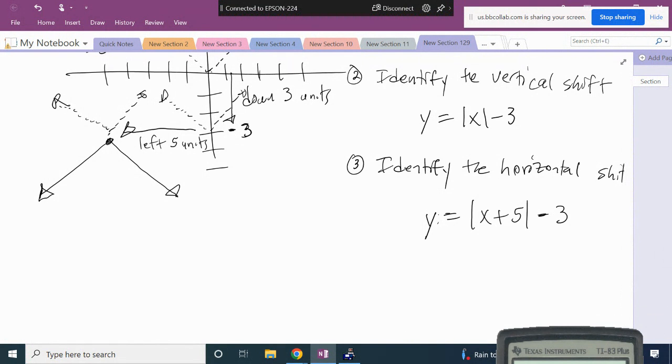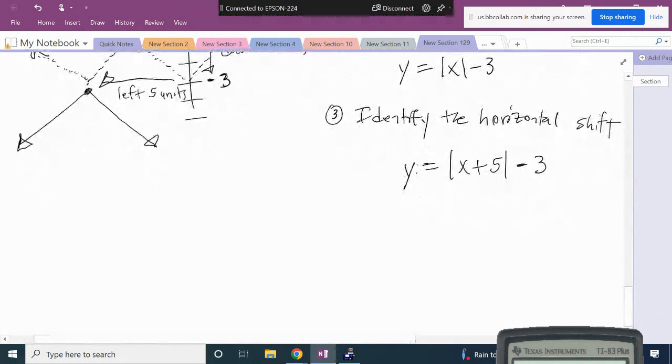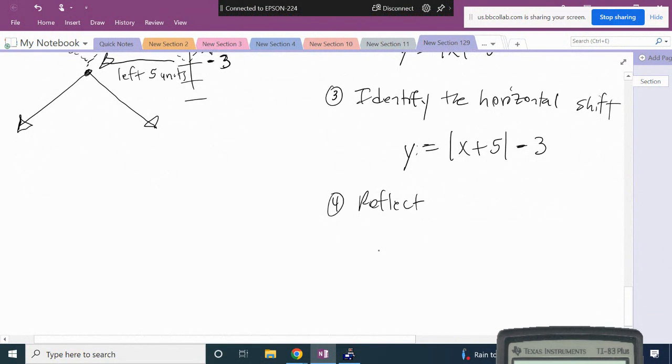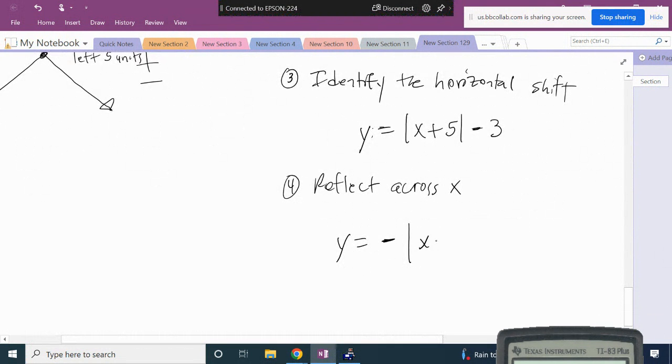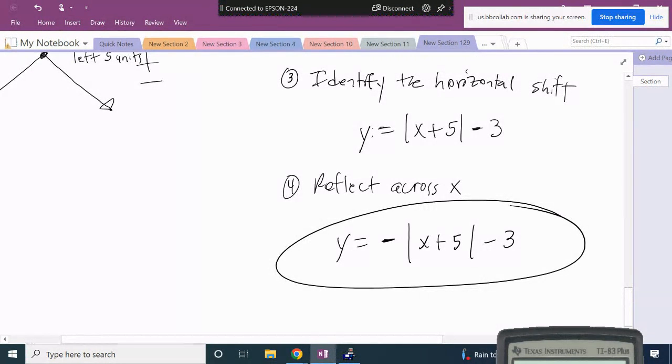But notice it's reflected over, right? It's kind of reflected over x. So to reflect across x, right, we multiply the absolute value by negative. So I'm going to write this out as y is equal to negative times the absolute value of x plus 5 minus 3.